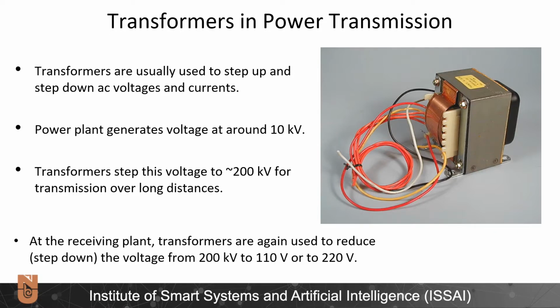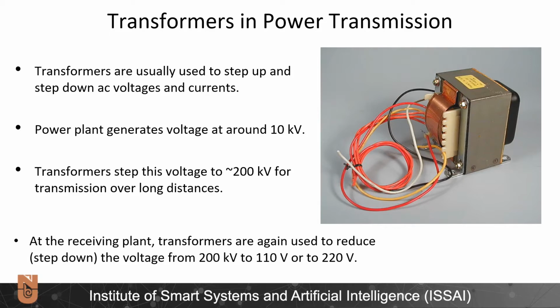Power plants generate voltage at around 10 kilovolts. Transformers step up this voltage to around 200 kilovolts or even more for transmission over long distances, because when we increase the voltage, the current decreases and that way the line losses decrease. And at the receiving side, at the substation, transformers are again used to reduce the voltage from 200 kilovolts to 110 volts or 220 volts, which is what the customer needs.